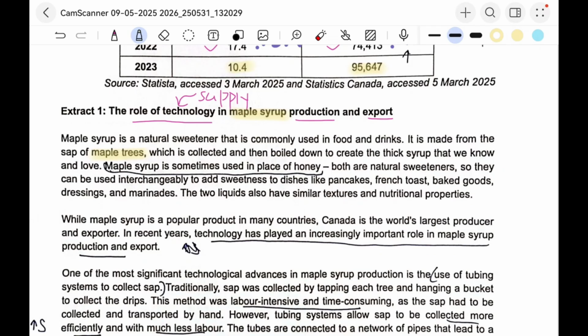Okay, so maple syrup is sometimes used in place of honey. Okay, this is a very key phrase, because this actually implies that both are substitutes.